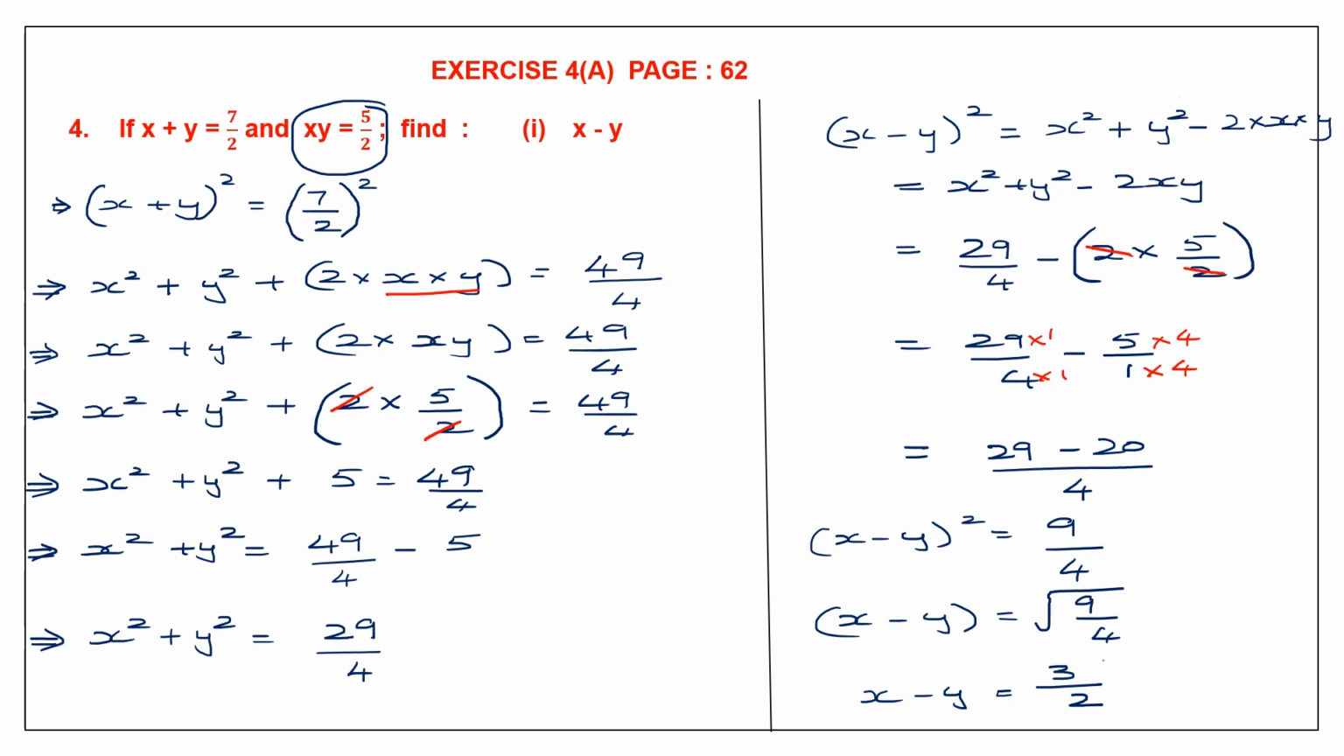So what is our answer? Our answer here is 3 by 2. Since it is a square root, the square root of 9 can be plus or minus 3, and the square root of 4 can be plus or minus 2. So we say plus or minus 3 by 2. So this is our answer: x minus y is equal to plus or minus 3 by 2.